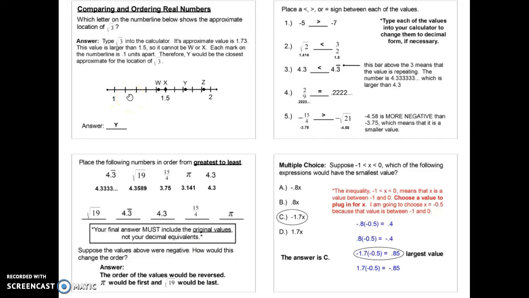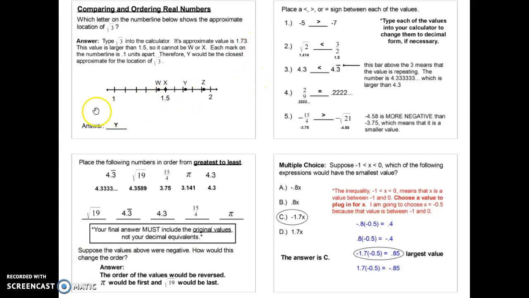Okay, we are going to look at comparing and ordering real numbers. So in this first example, we want to decide on this given number line, where would the square root of 3 be located? Now, the first thing that you're going to want to do is actually type in the square root of 3 into your calculator. This is going to give you the approximate decimal value of it. So when you do that, you should get about 1.73.